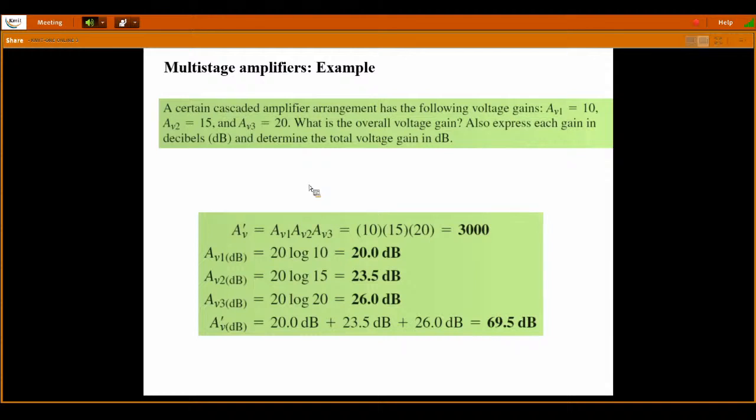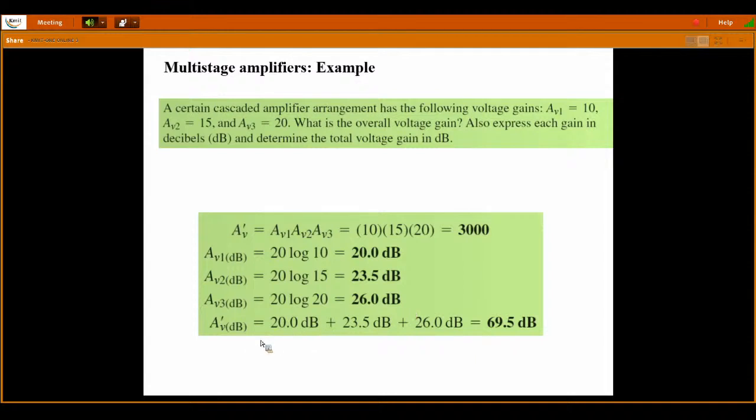As the overall voltage gain is the multiplication of the individual stages, I take the product of AV1 into AV2 into AV3. The voltage gain is 10 for the first stage, 15 for the second stage, and 20 for the third stage, hence the overall voltage gain of the 3 stages is equal to 3000. Converting each gain to decibels, it is 20 decibels for the first stage, 23.5 decibels for the second stage, and 26.0 decibels for the third stage.